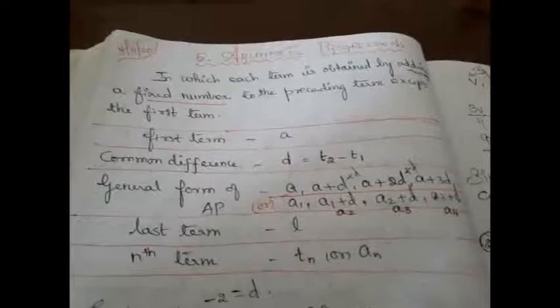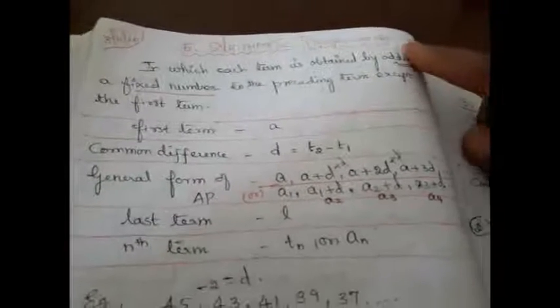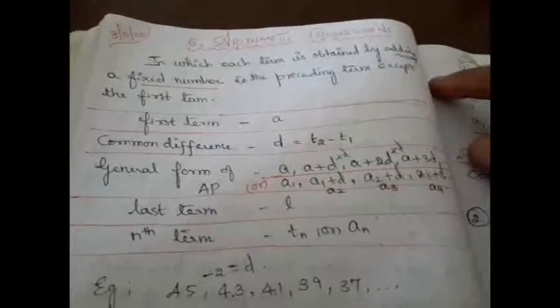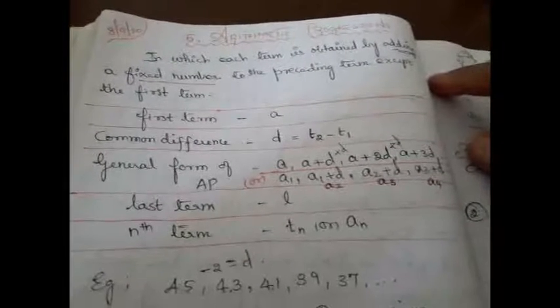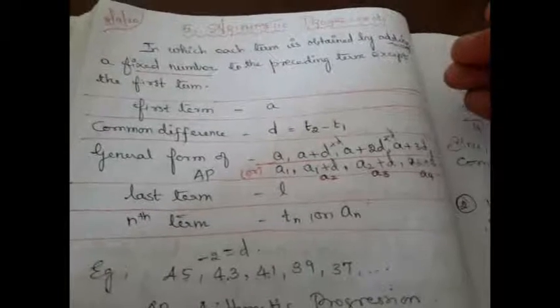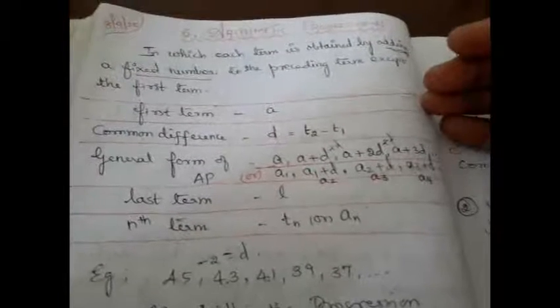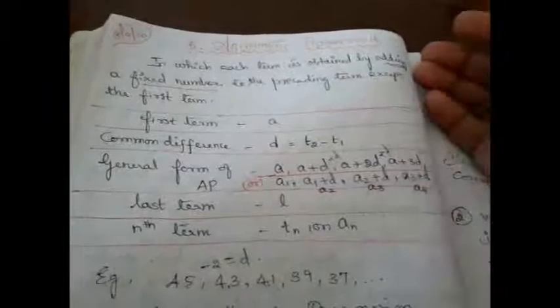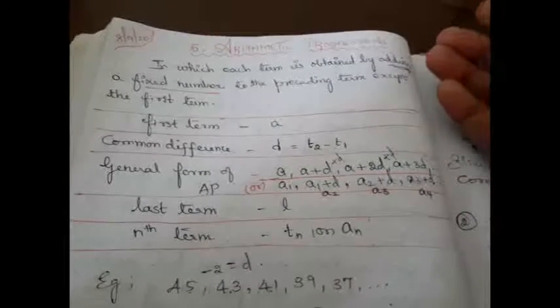Hello students, in today's class we are going to continue chapter arithmetic progression. Before we get into today's topic, let me recall what we learnt in last class. We started with the introduction of AP. What is meant by an AP? A sequence in which each term is obtained by adding a fixed number to the preceding term, except for the first term, we will call it an AP.